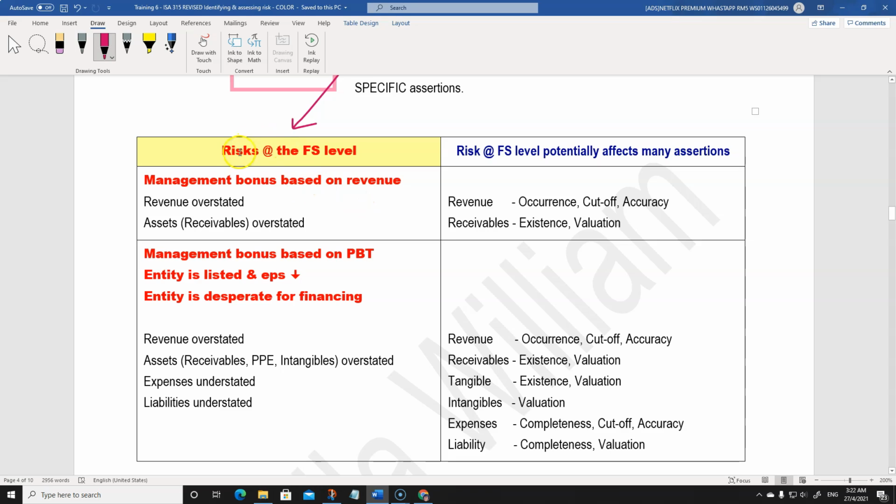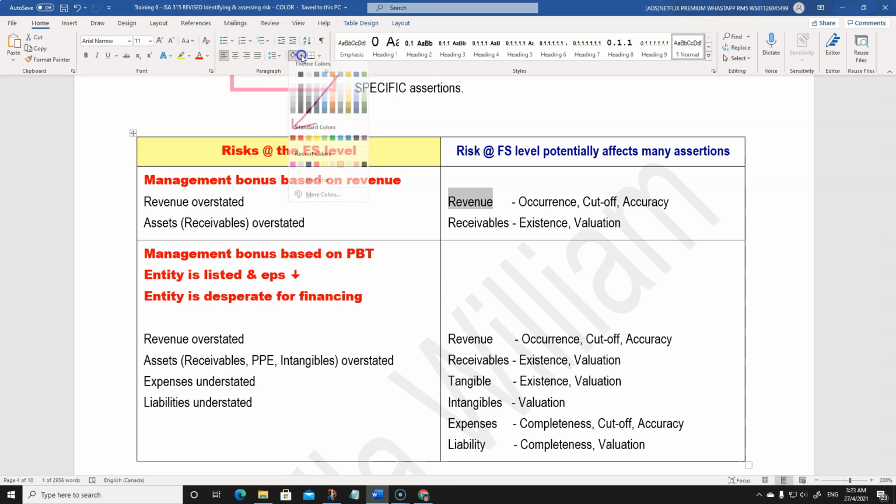Let's have a look. One incident is where management bonus is based on revenue. In that particular case, you're going to find that revenue is overstated and there might even be some bogus sales transactions. So they would have credited sales with a bogus credit. And when you credit sales, you have to debit something. So you're going to debit receivables. That's why the receivables here is overstated. So you find that revenue will be affected. It could be misstated. And there are three assertions here: occurrence, cutoff, accuracy.